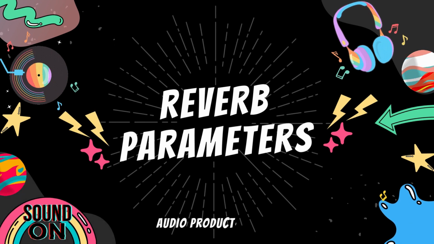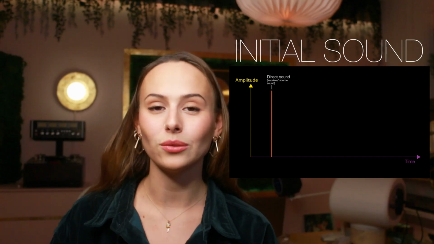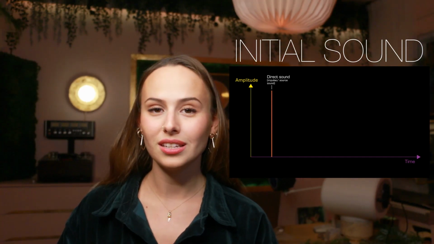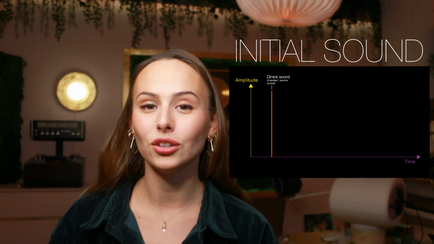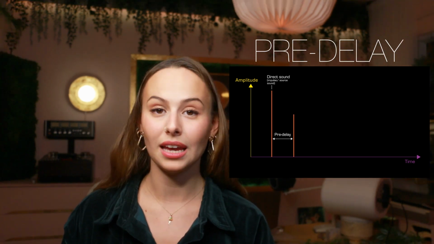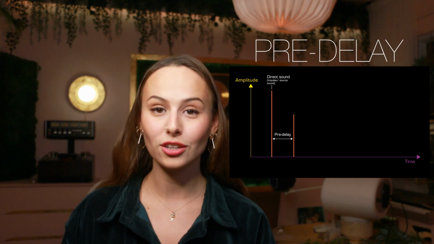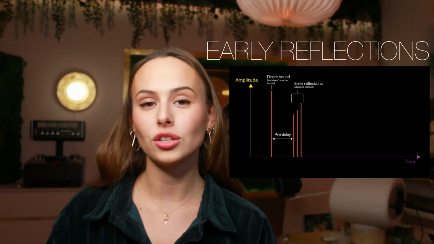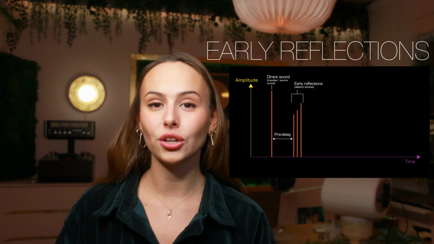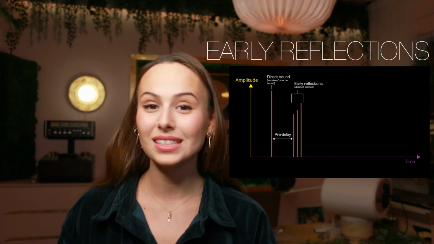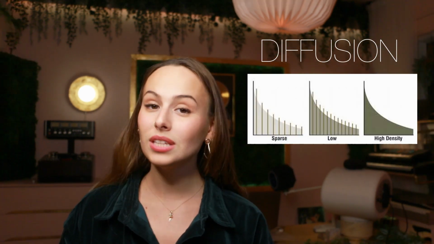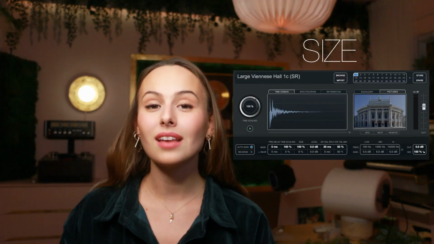Reverb properties and parameters. The initial sound is the original sonic event. You can see this as the dry signal. Pre-delay is the time in milliseconds between the end of the original sound and the moment when the first reflections become audible. Early reflections are those that reach the listener a few milliseconds after the direct signal arrives. Diffusion, how dense or how close together the reflections are. Size, the size of the emulated room. Width, stereo width of the reverb effect.